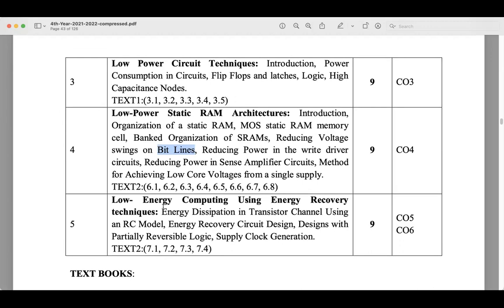So next we'll be looking into low energy computing using energy recovery techniques. And here we'll be looking into energy dissipation in transistor channel using RC model. R and C are the major sources of contribution, the resistors and capacitors. Then we have energy recovery circuit design. I gave you an example on the AC, right? So what kind of circuits can we have in order to recover whatever power that we have lost? Designs with partially reversible logic. So if we can, instead of 1, can I use a 0, thereby reducing the power? Next, supply clock generation. So how can I design my clock so that things become more smooth?